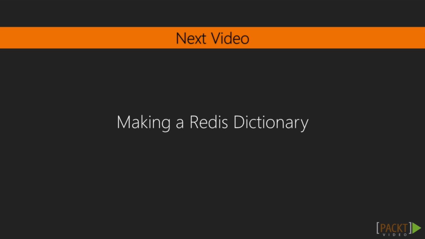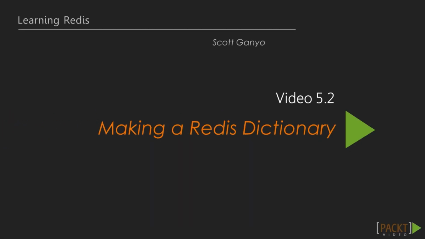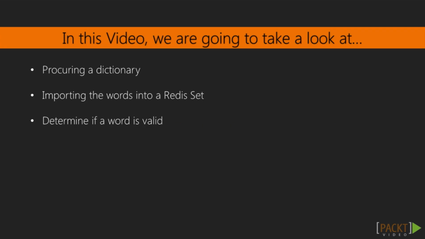So, let's put our newfound set knowledge to work. In the next video, we're going to import a dictionary of words into Redis and put it to work. Video 5.2, Making a Redis Dictionary. In this video, we're going to find a dictionary to use, we're going to import it into Redis, and use it to determine if a word we give it is valid.